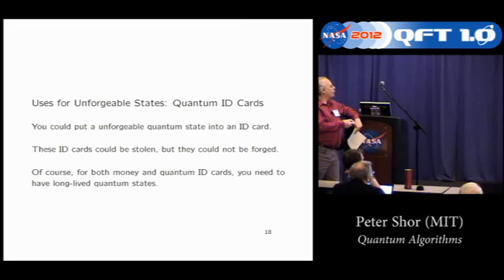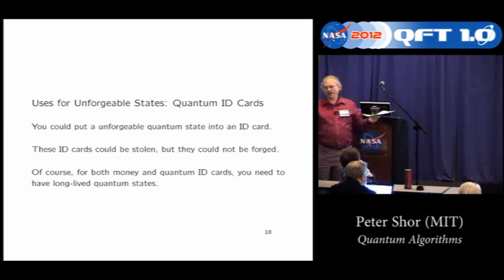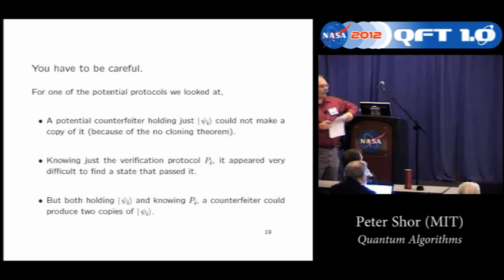So for both money and quantum ID cards, you need to have long-lived quantum states, which don't exist yet. So far, this is completely a theoretical procedure. It might be possible to use these unforgeable states as a subroutine in some other quantum cryptographic protocol. But still, we don't have quantum computers, so that still is a theoretical procedure.